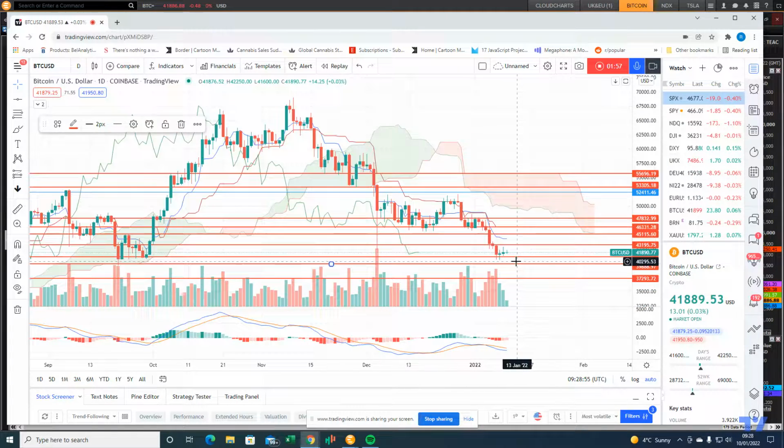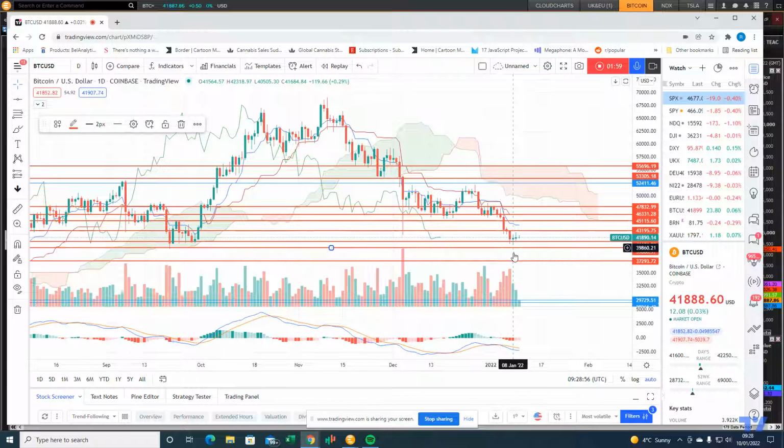I'm going to make it a little bit bigger. And then the idea is to swing trade back up. The first level of resistance would be the standard line of the cloud there, that zone there, and then the bottom end of the top end of the cloud.